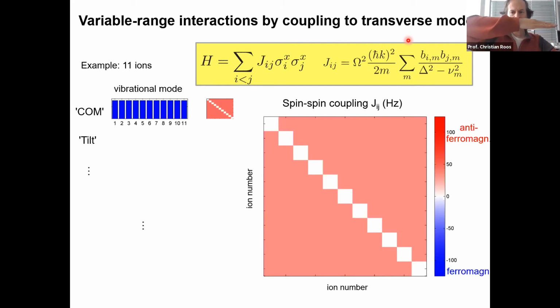So if you have, for example, the center of mass mode of motion, and this is what is sketched here on the left, then all ions move in sync with the same amplitude. In this case, all these numbers are the same. And then in addition, you have here basically the detuning between the laser and the mode frequency, which determines how strong the contribution of this particular mode to the coupling strength is. We have to sum over all modes. You see, if there's just the center of mass mode, then we have a spin-spin coupling matrix as sketched here, which is completely homogeneous. So all the spins couple to all other spins with the same coupling strength, and we have some antiferromagnetic coupling because here the denominator is positive.